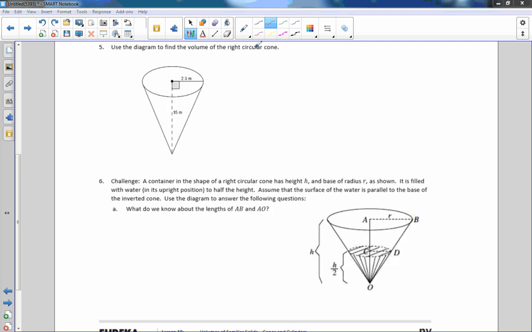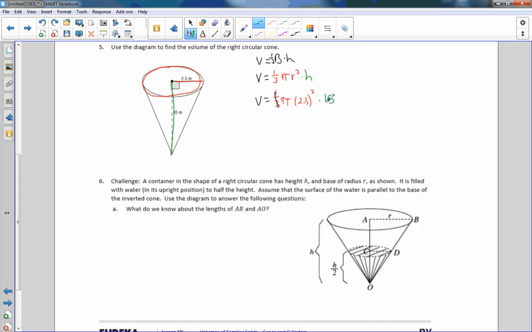Number 5, use the diagram to find the volume of the right circular cone. So again, we're going to write the formula. Volume equals 1/3 of the base area times height. Okay, so volume is going to equal 1/3. The base is a circle, which is pi r squared, times the height, which is here. Okay, so the volume is going to equal 1/3 pi. The radius is 2.3 squared times the height, which is 15.